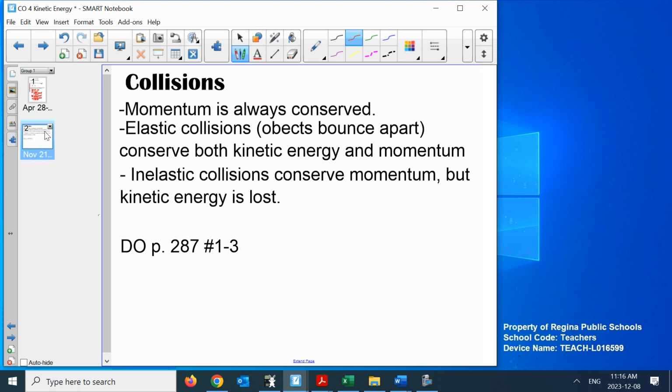Anyways, momentum is always conserved in a collision. But mathematically, it's kind of funny. mv, right, conserved, okay? Elastic collisions, when objects bounce apart, both kinetic energy, 1/2 mv squared, and momentum, mv, are conserved. But if you have an inelastic collision, momentum is conserved, but kinetic energy is lost in an inelastic collision, where they stick together, okay?